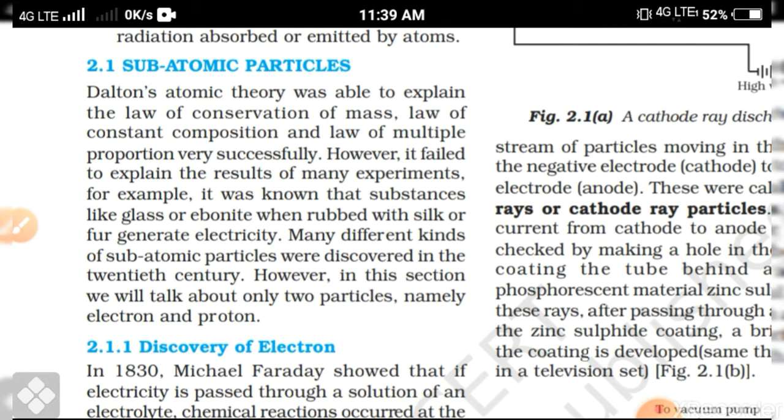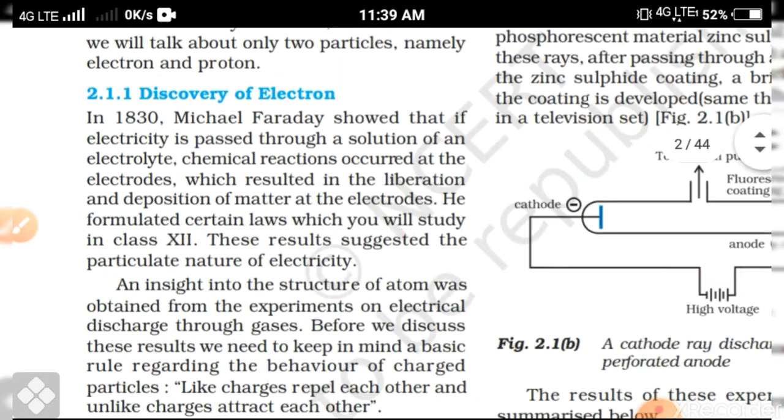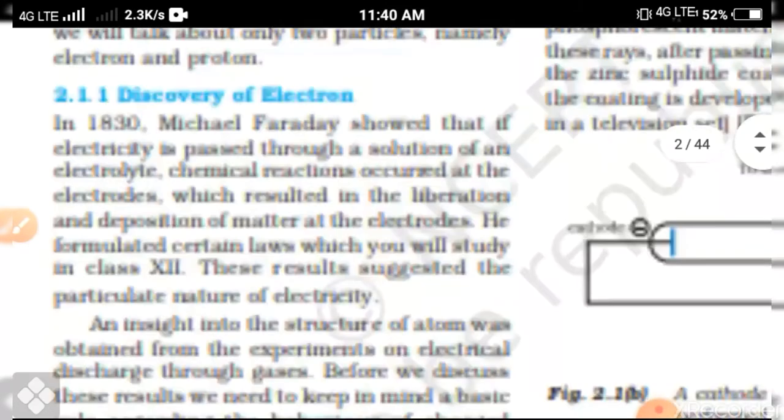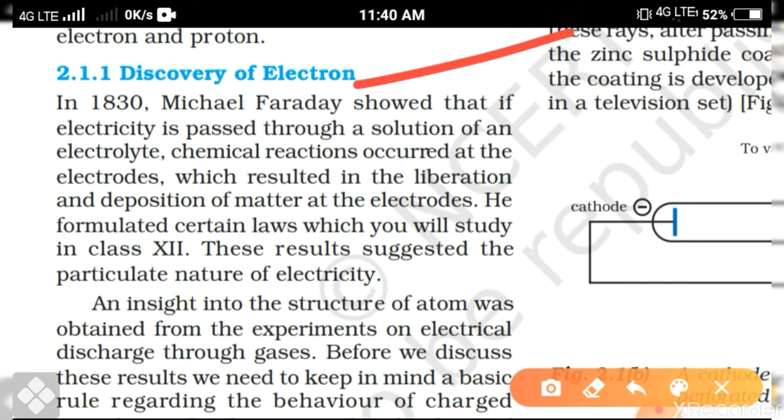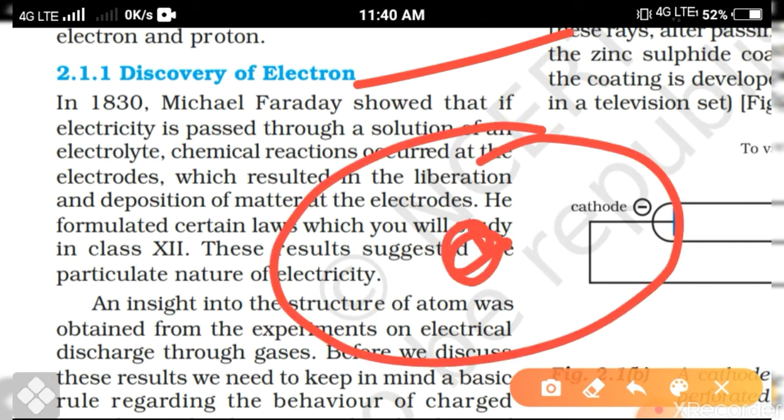In this section we will talk about the particles known as the electron and the proton, the negative or positive charges that attract each other. Let's discuss the discovery of the proton. The proton is a positively charged subatomic particle present in the nucleus of the atom.